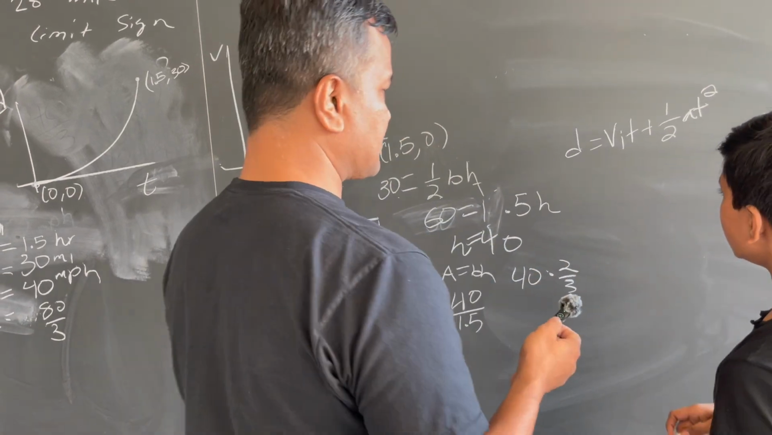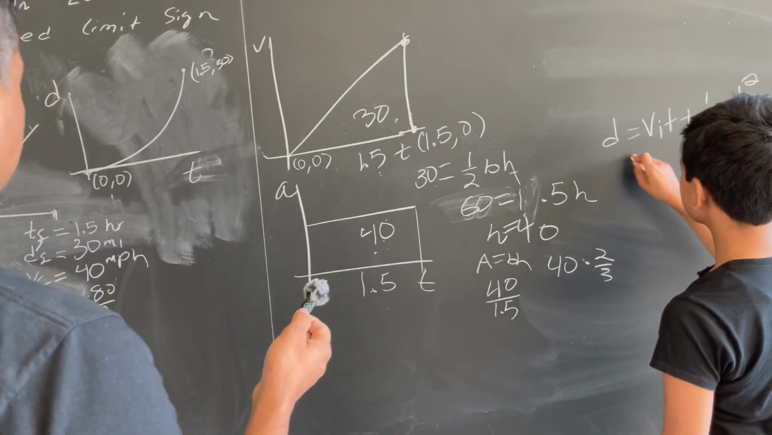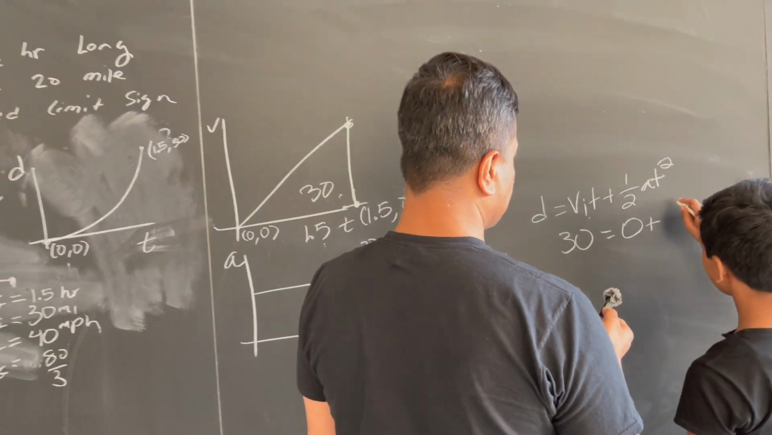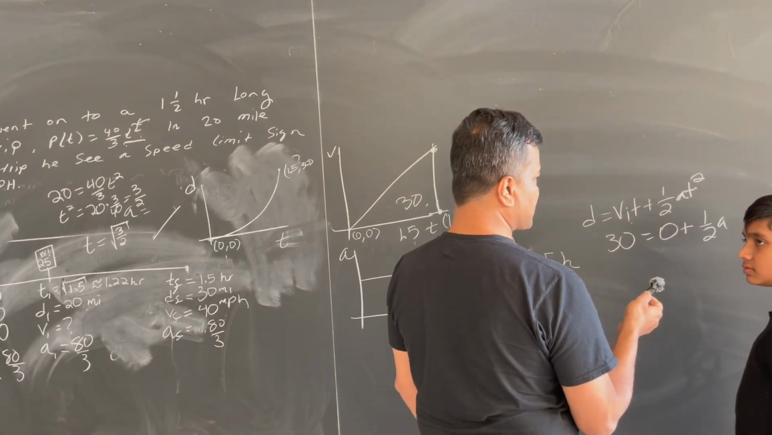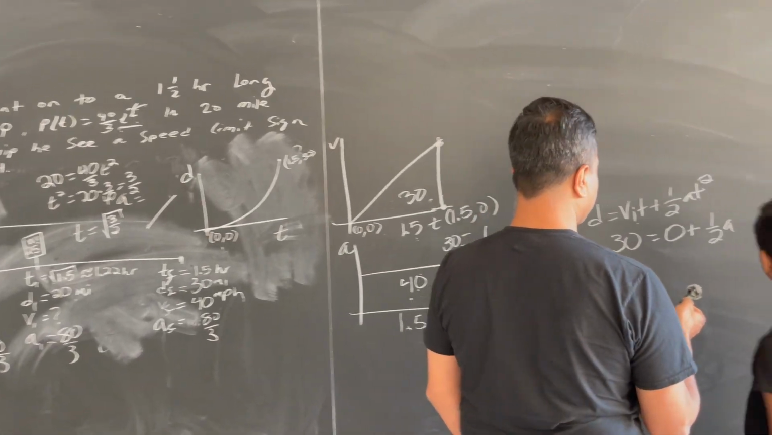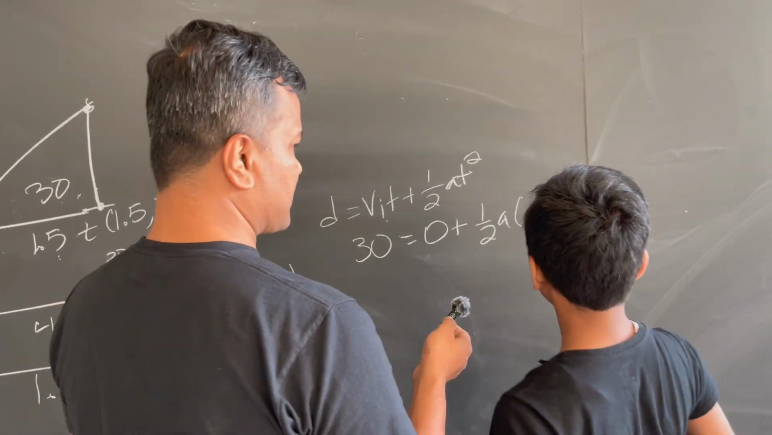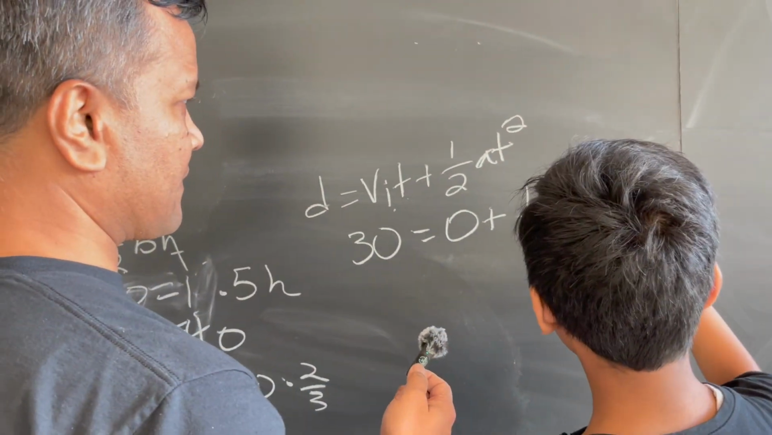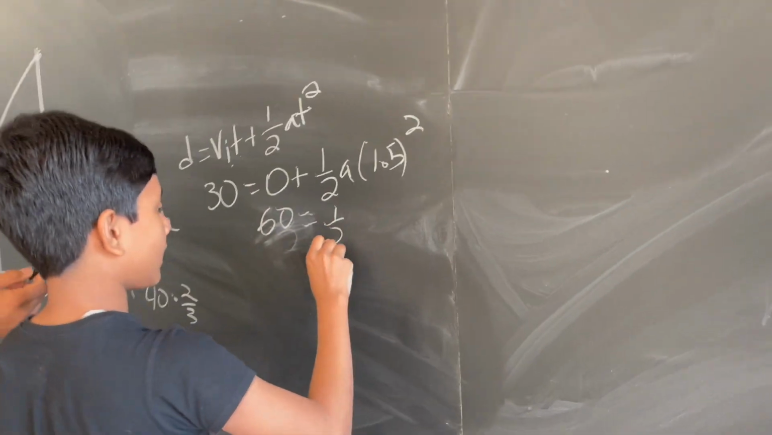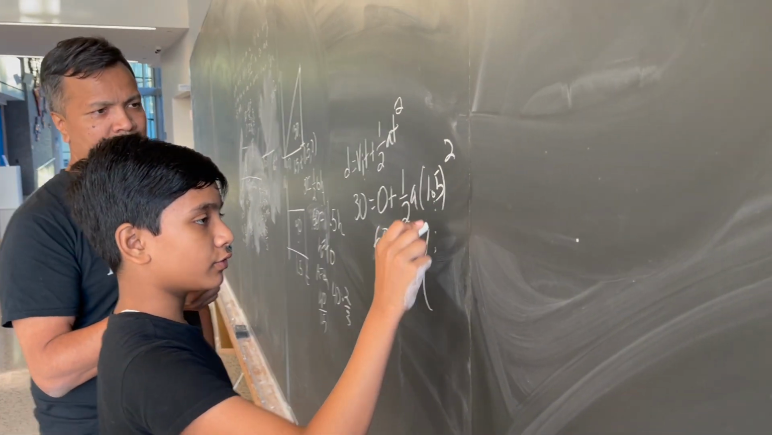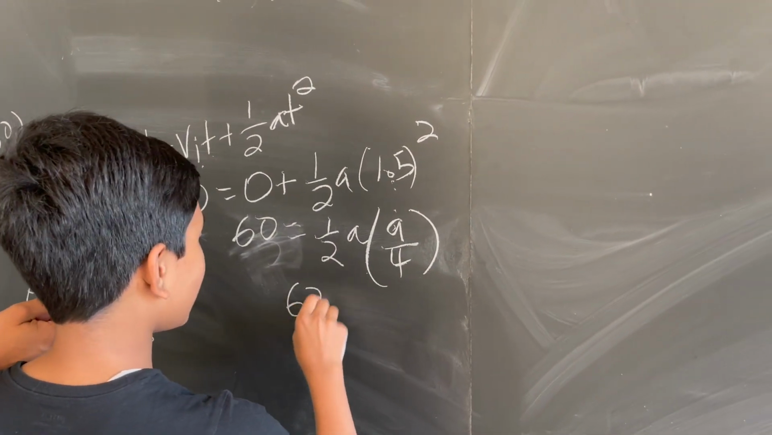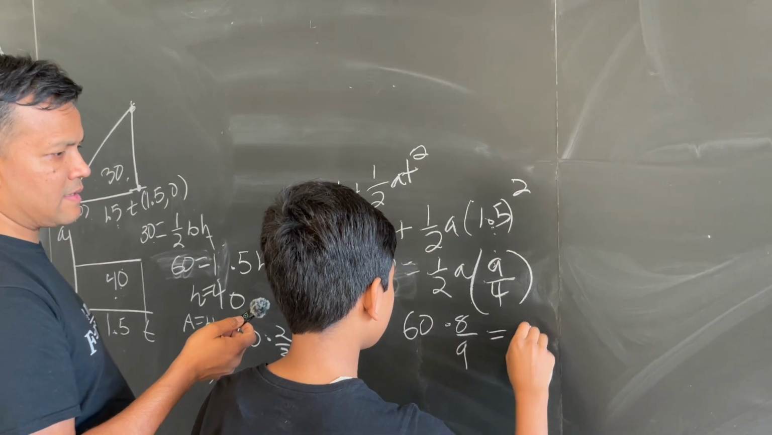All right. So D is equal to, well, the distance at the end is 30 miles. VI is 0. T doesn't really matter because VI is 0 anyway. Then half A, how do you know it's not negative 10 meters per second squared? Oh, because we're not in free fall? Good. So obviously T is 1.5 hours. So 60 is then half A times 3 over 2 squared, so that's 9 over 4. So then we get 60 times 8 over 9 is equal to the acceleration.